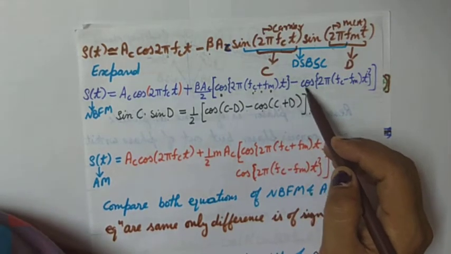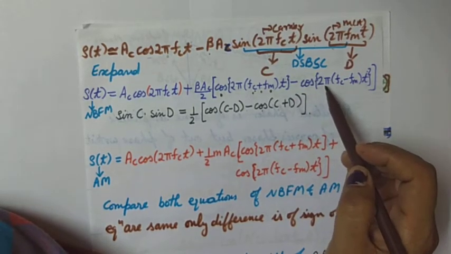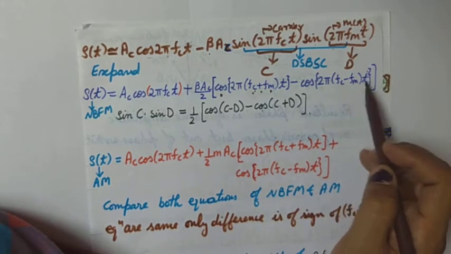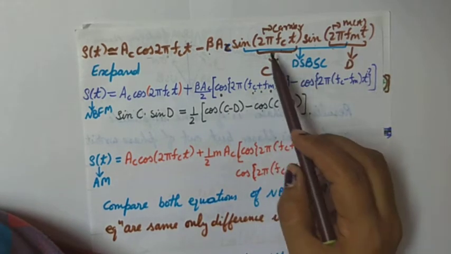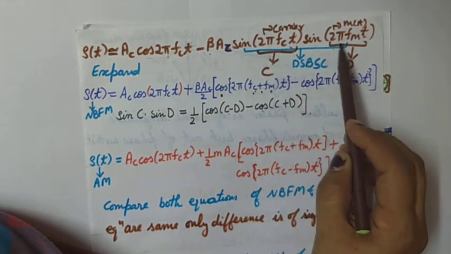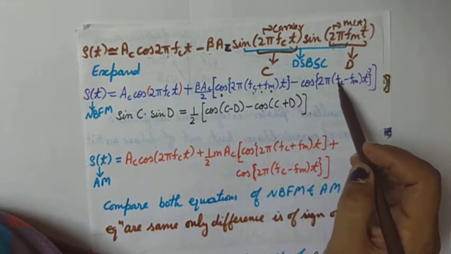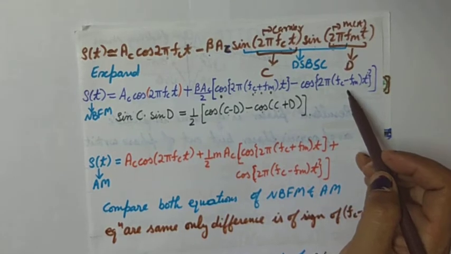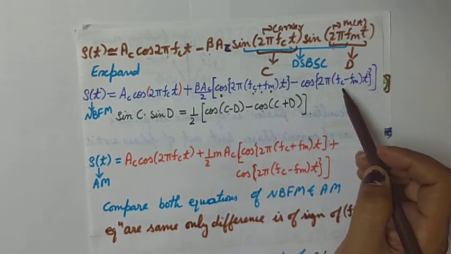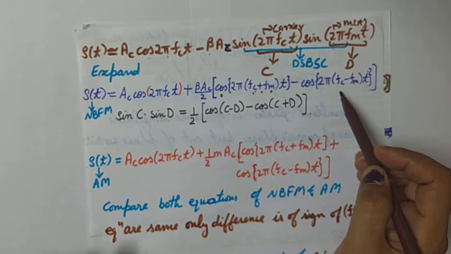So minus cos, and inside the bracket again I have taken 2 pi T common and it is this whole C minus D. So 2 pi T common and inside the frequencies is FC minus FM. I have purposely taken FC before so that I can write FC minus FM, because FC is the carrier and FC frequency will be higher than the message frequency FM.